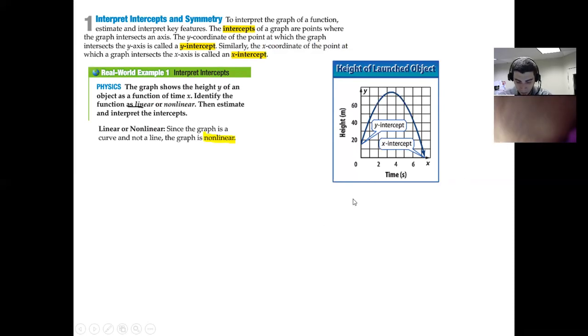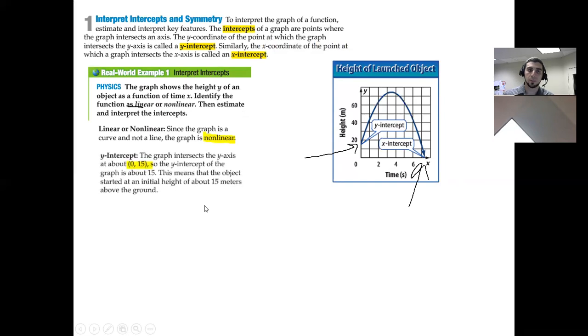Now the intercepts, where are the intercepts? Well, there's one right here, it's already identified, and there's one right here. The problem says approximate or estimate. The y-intercept is, well, if this is 10 and this is 20, it looks like the graph starts right at 15, and that means the height of the object is about 15 meters above the ground. So maybe they were throwing an object off of a building, or off of the roof of a house, throwing it up, and that's how it's 15 meters off of the ground.